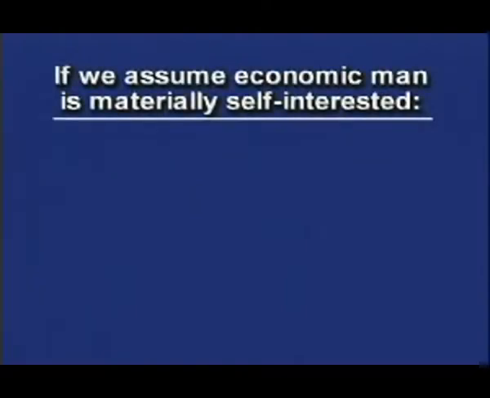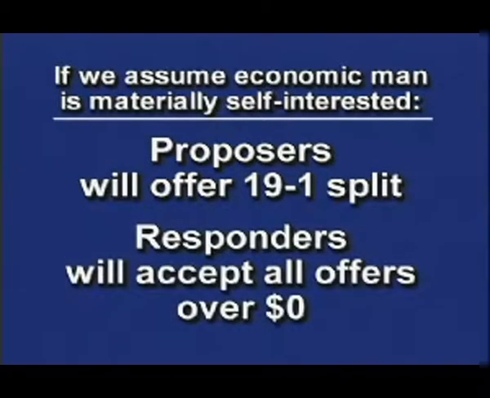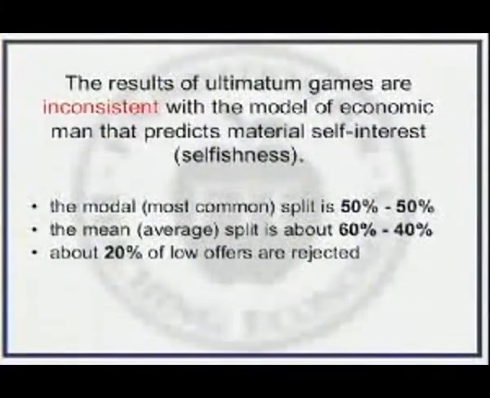If economic man is selfish, if he is materially self-interested, as the theory assumes, then we have to predict that most proposers will offer 19-1 splits. More importantly, we have to predict that the responders, because they realize that $1, or in the classroom activity 1 piece of candy, is better than $0 or 0 pieces of candy, will not reject the 19-1 proposals.